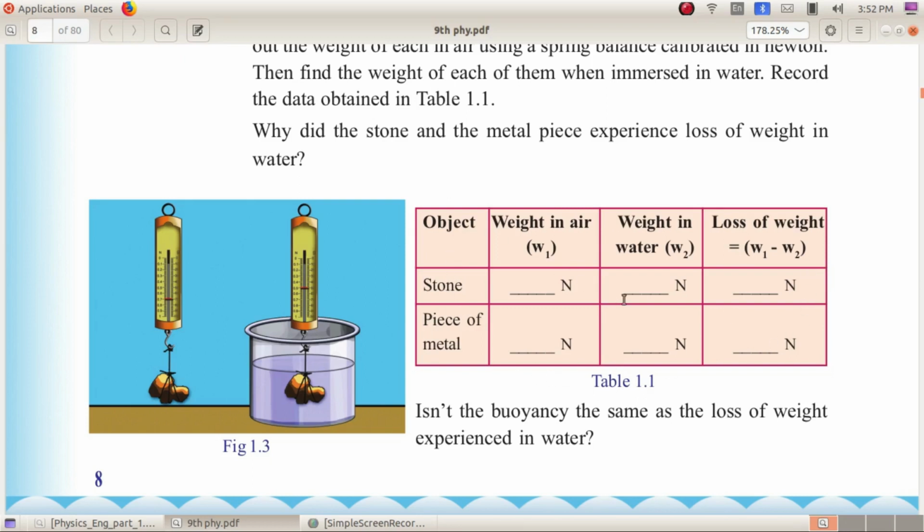Now we can see that the buoyancy is the same as the loss of weight in water. Thus we can measure buoyancy as the difference in weights in air and water. That is, the loss of weight will be equal to what? The buoyancy, or the buoyancy and its loss of weight are equal.